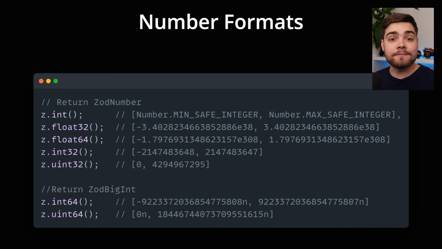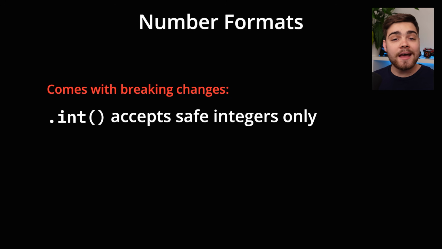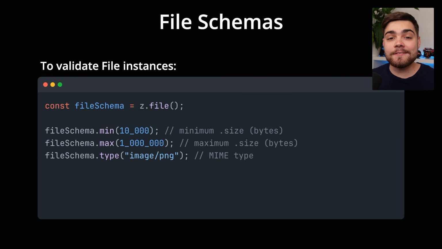their proper max-min value constraints. There's even support for big ints too. This comes with a change where int only accepts safe integers, and positive infinity and negative infinity are no longer considered valid values for z.number. The file method is a long overdue one. You can now validate file instances for things like size and type.